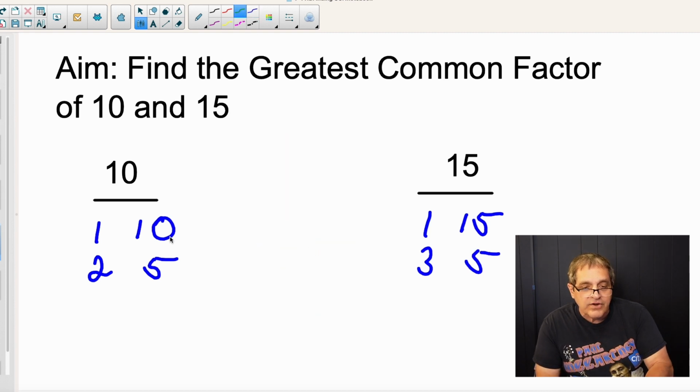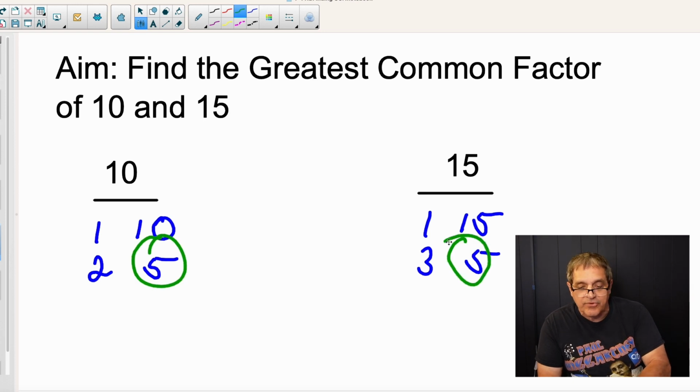So here, again, 1 is a factor of both. 1 is a factor of any number. But I'm looking for the largest, the greatest common factor. And of course, the greatest number is 5. So therefore, the greatest common factor of 10 and 15 is 5.